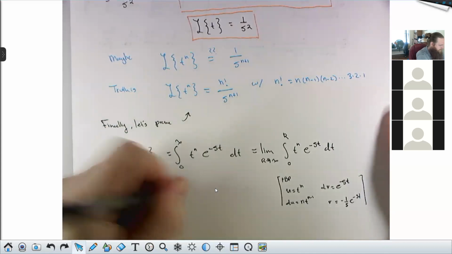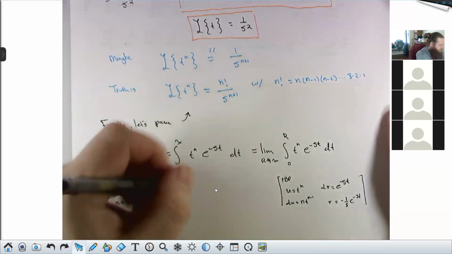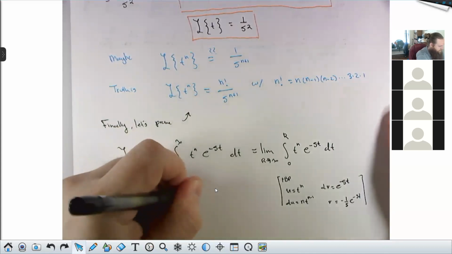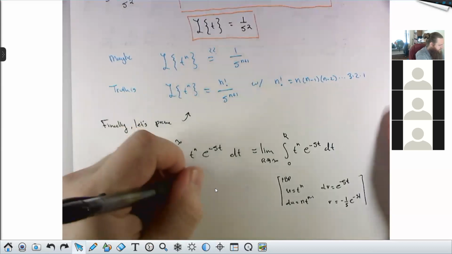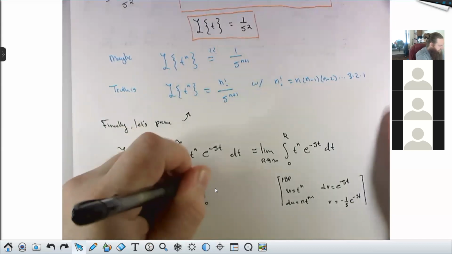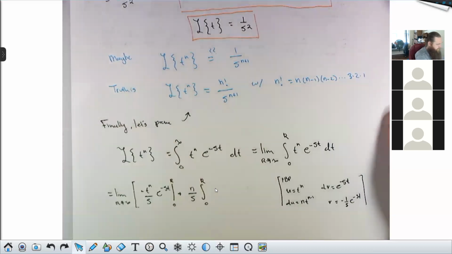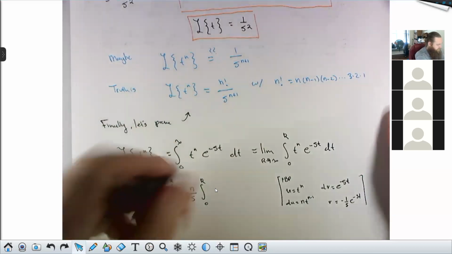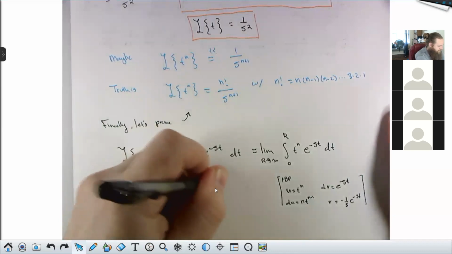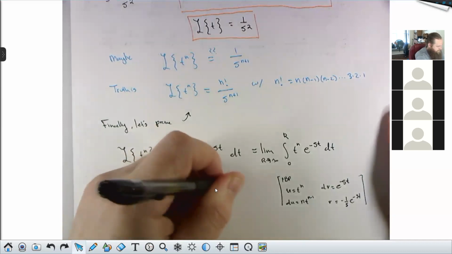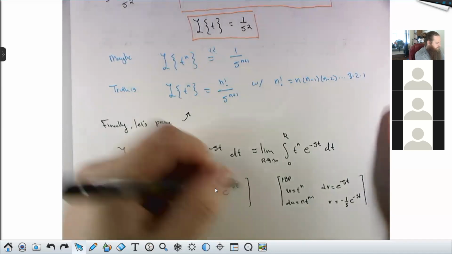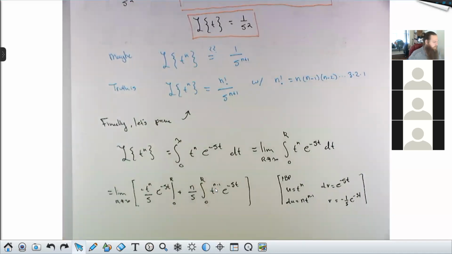So pop all the things out. The minus minus will make plus. I'll have n over s and then integral 0 to r. Oh, I need my evaluation bars here too, 0 to r. Integral 0 to r of t to the n minus 1 e to the negative st. Now here's a cool thing.